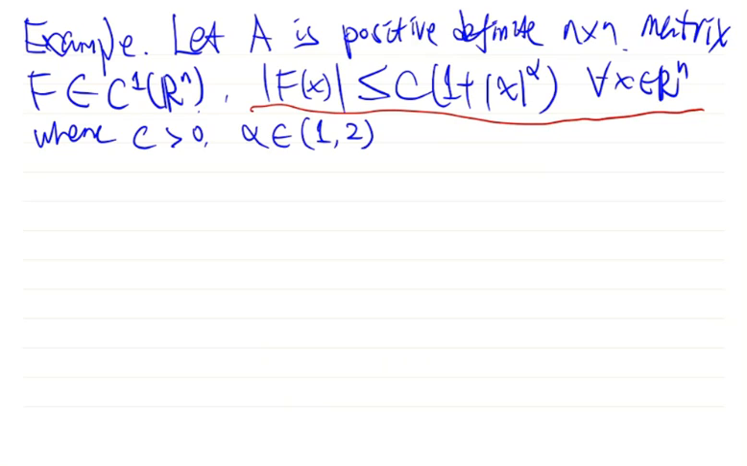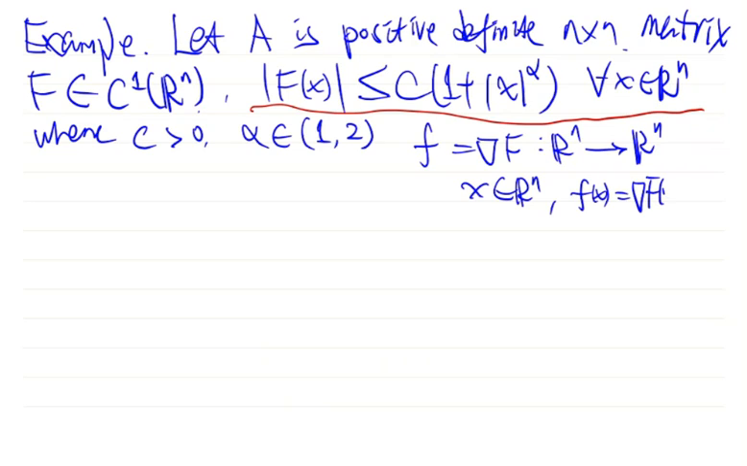Okay, with this condition, we let small f be the gradient of capital F, which is a map from Rn to Rn. Because for x in Rn, f of x is the gradient of F, which is a vector in Rn. So the gradient of capital F, denoted by small f, is a map from Rn to Rn, and this map is continuous because capital F is C1. The partial derivatives of capital F, which are the components of small f, are continuous. Therefore, f is continuous.